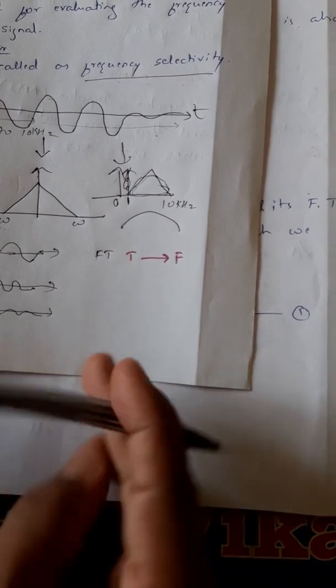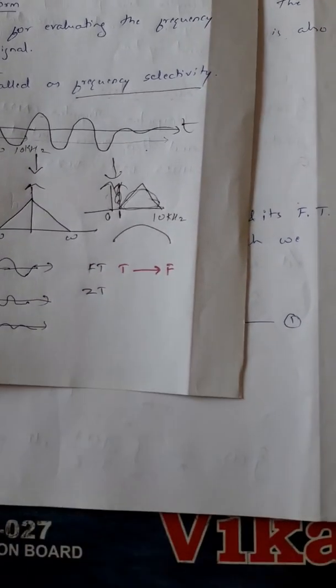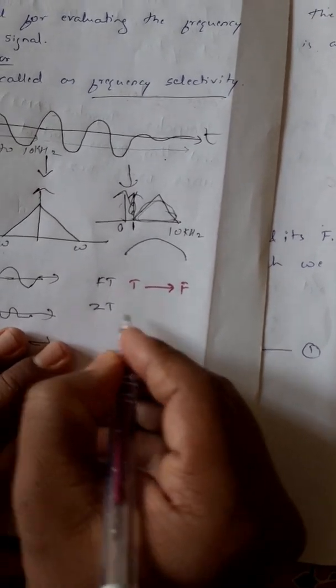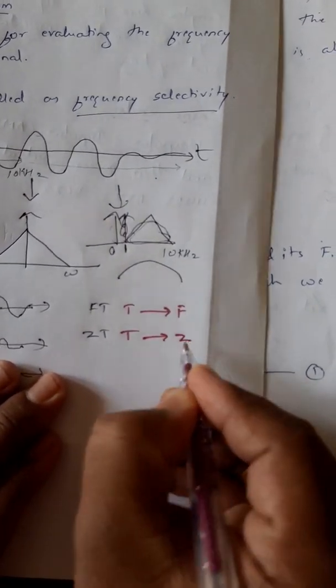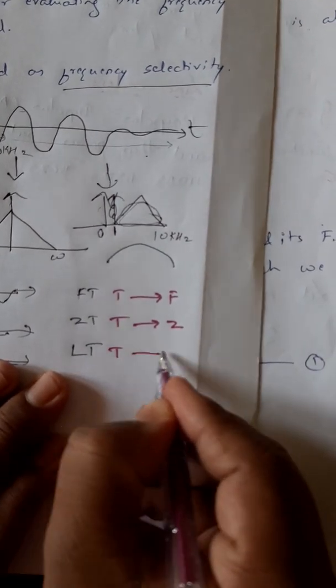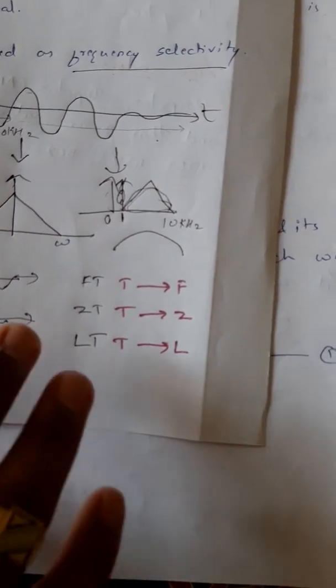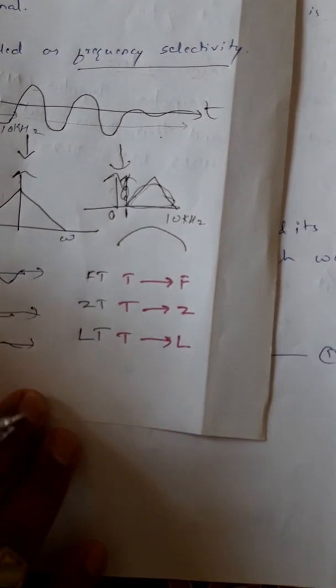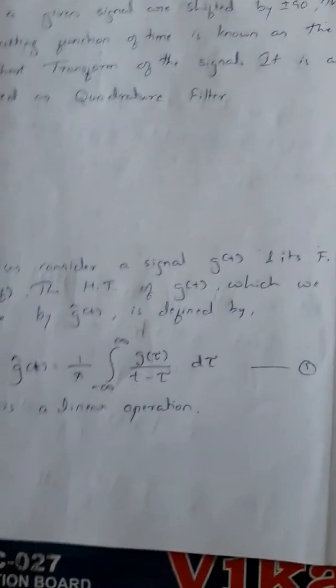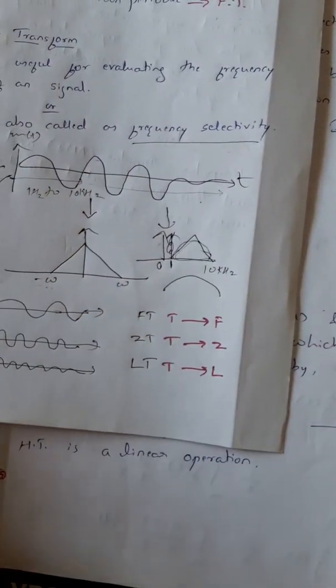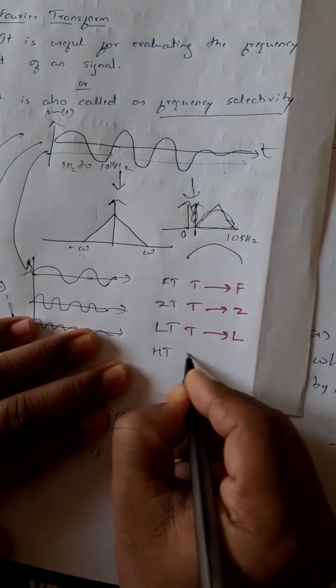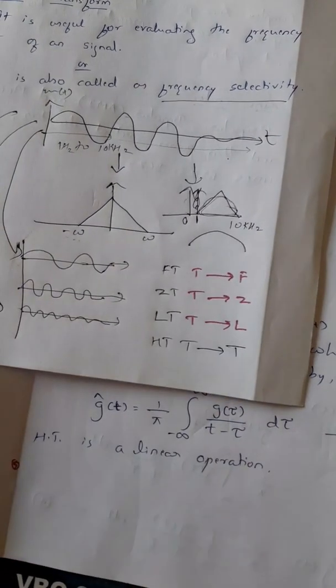The next is the Z transform. This was also studied. What it does is convert the time domain signal into the Z domain. Another one which was studied is the Laplace transform. It will convert the time domain into the Laplace domain. So the domain is getting changed in all these 3 which you already studied. But in the Hilbert transform, the domain is not going to change. Remember that in the Hilbert transform, the domain remains from time domain to time domain.